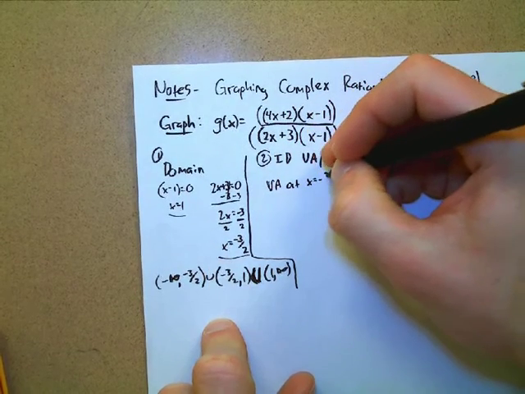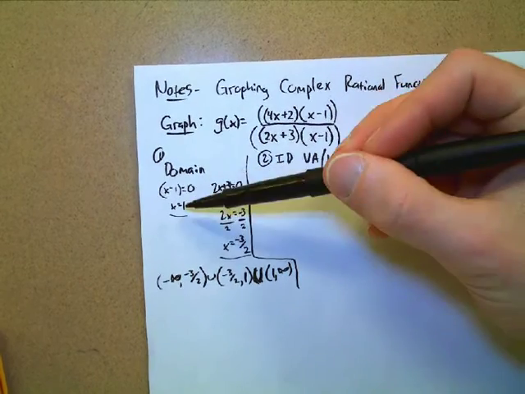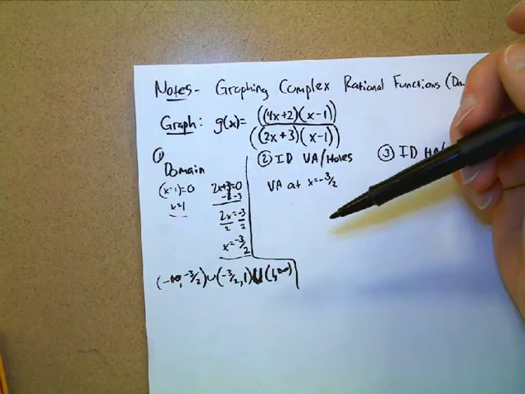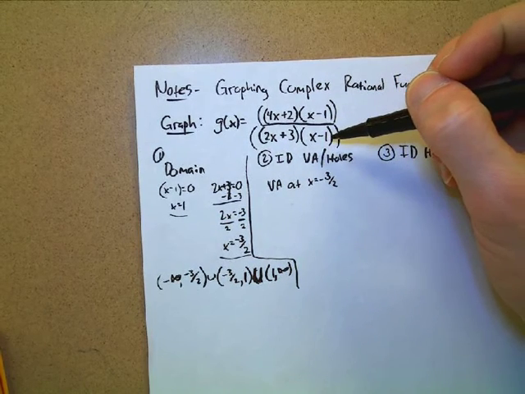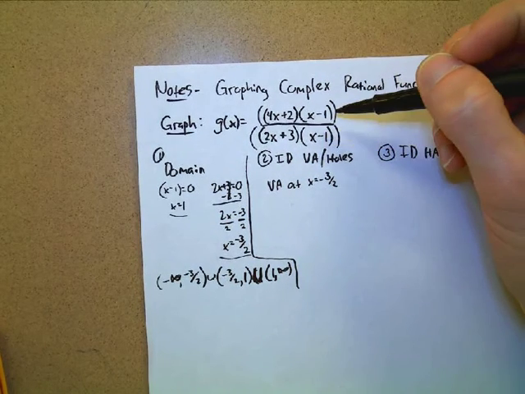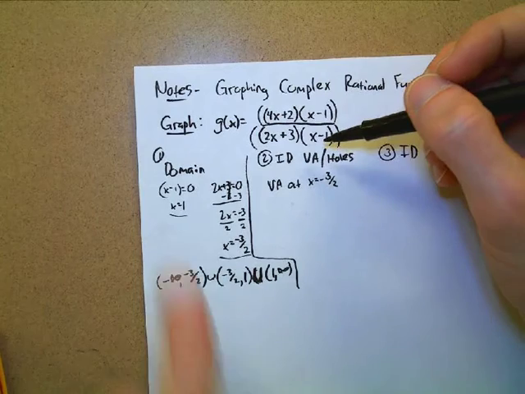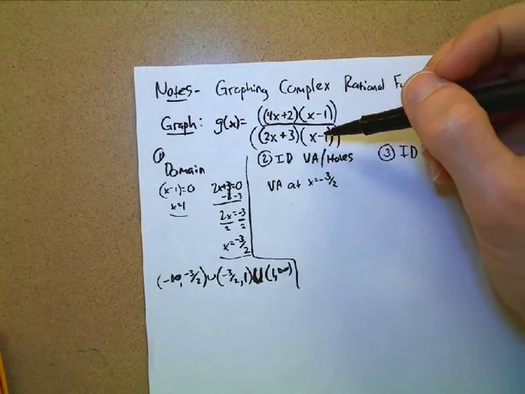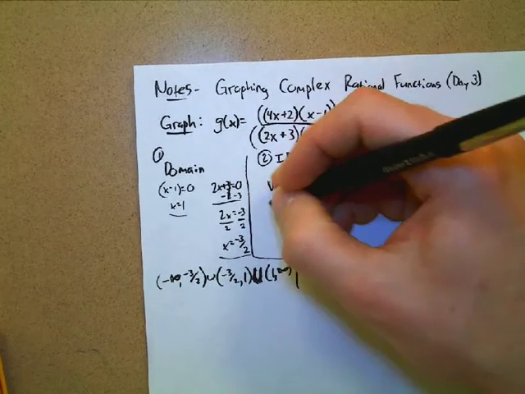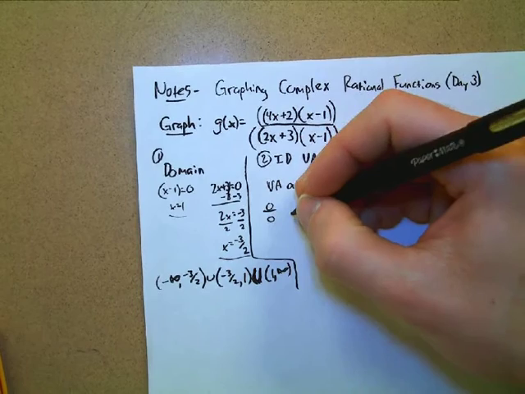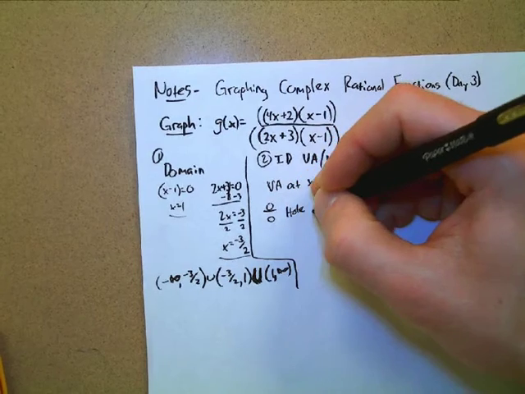Now, which factor gave us the x equals 1 here? The x minus 1. And what do you see in the numerator? Another x minus 1. So this 1 is going to give us a 0 in the denominator, but at the same time, it also gives us a 0 in the numerator. And so we have a hole at x equals 1.